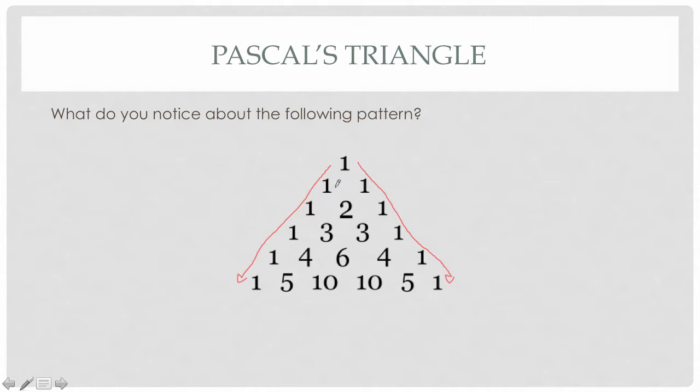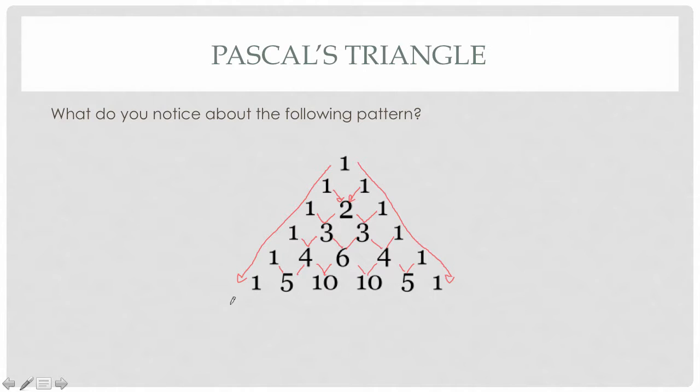To get this 2, that's 1 plus 1. We add those two ones together to make the 2. To get this 3, that's 1 plus 2 makes 3, and 2 plus 1 makes that 3. 1 plus 3 makes this 4 right here. 3 plus that 3 makes the 6, and the 4, and so forth. And you can keep going down each row by adding the two terms of each row together to get what's beneath it. 4 plus 6 makes 10. 4 plus 1 makes 5.